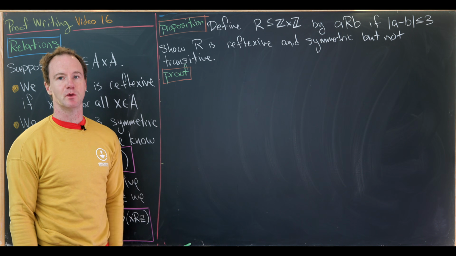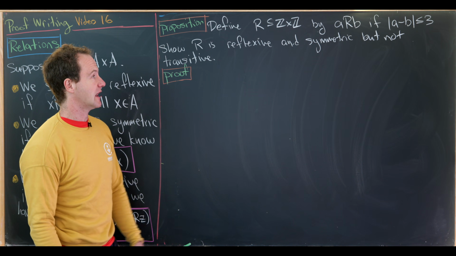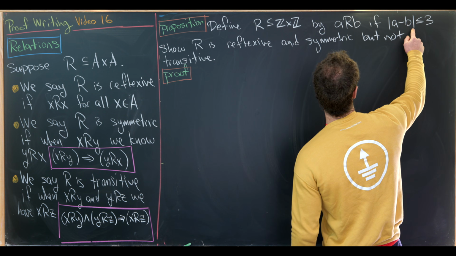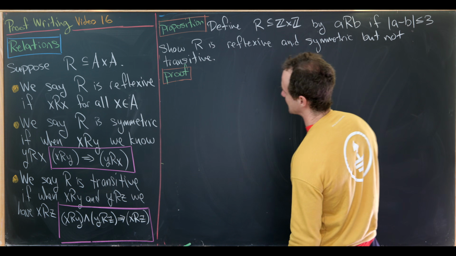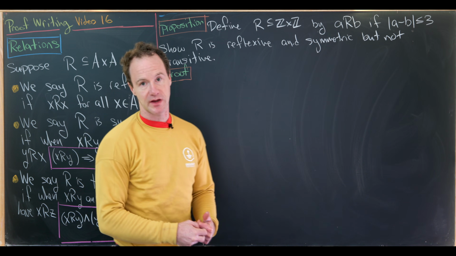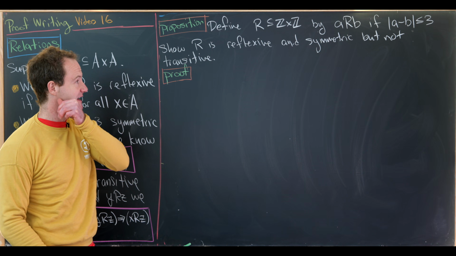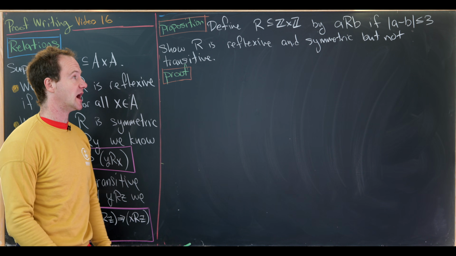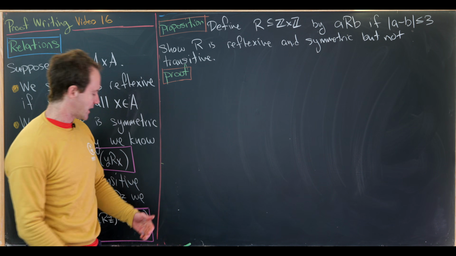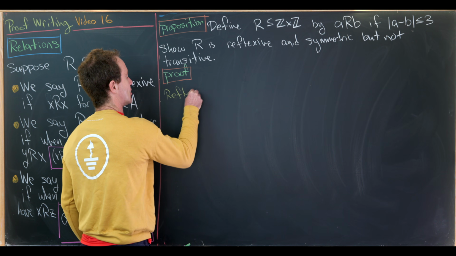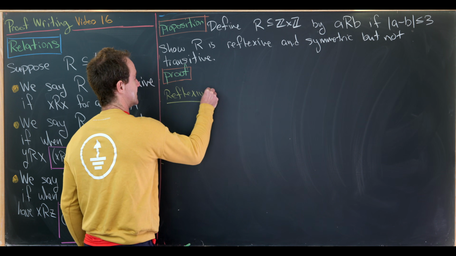So our next relation will be on the integers as well. And let's say in this case that A is related to B if the absolute value of A minus B is less than or equal to 3. And then our goal is to show that R is reflexive and symmetric, but not transitive. Okay, so let's do this one at a time, just like we did before, starting with reflexivity.